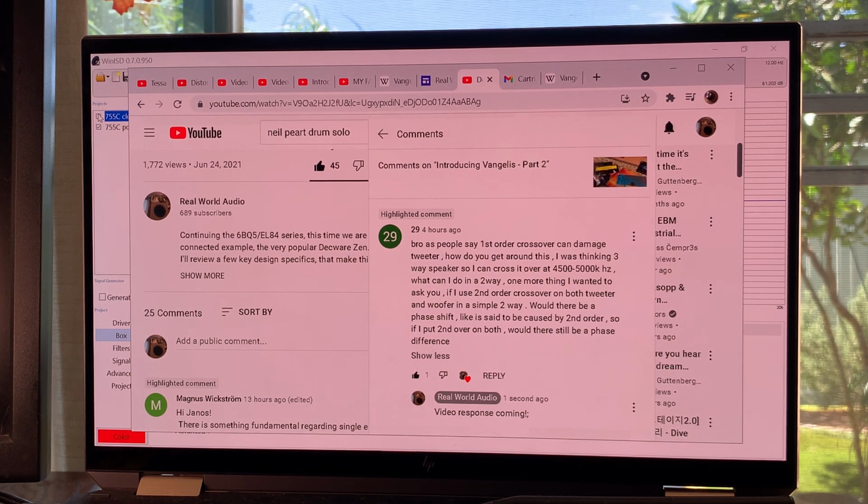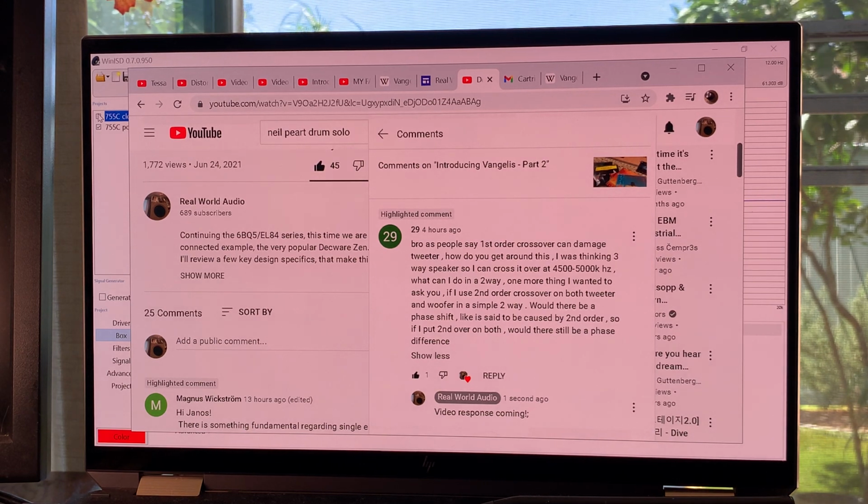Let's see, another thing: a second order crossover on both tweeter and woofer in a simple two-way. Would there be a phase shift like it is said to be caused by second order? So if I put second order on both, will there still be a phase difference? We will explore this in the next video, because I need to stop. I'm losing my voice here. I need to drink something. So let's continue from here.